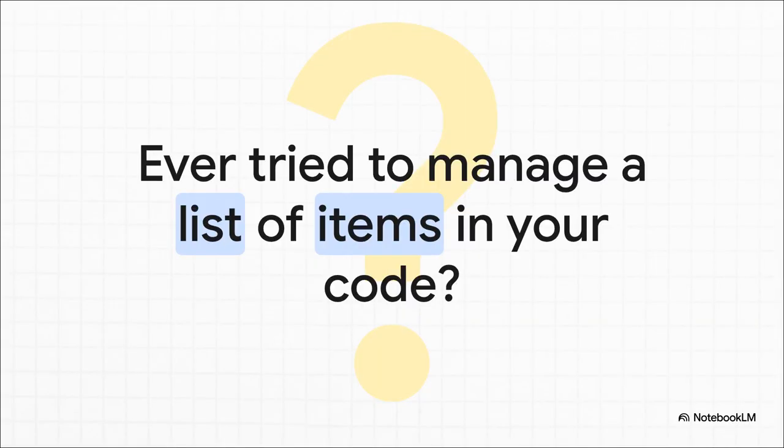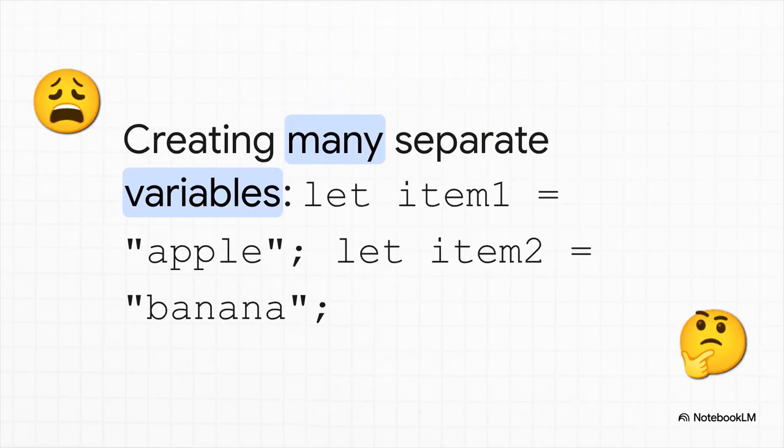So, have you ever found yourself trying to manage a list of items in your code? Like a list of users, things in a shopping cart, or even just a simple to-do list? It's one of the first things you run into as a programmer. The first thing you might think to do is just create a new variable for every single item. And yeah, for 2 or 3 things, that might seem okay, but what happens when you have 100 items or 1,000? It becomes a complete nightmare. It's just a total mess.